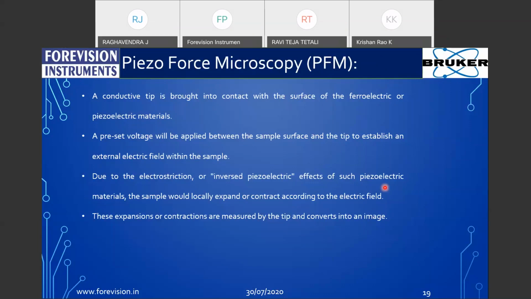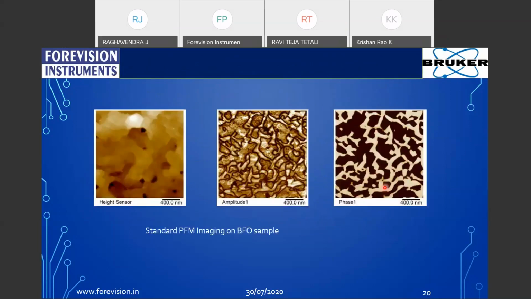This image of a bismuth ferrite sample gives us information about the piezo response in terms of amplitude and also in terms of phase. Here the phase image is constructed by looking at the cantilever phase and the piezo response phase. The difference is imaged as a phase image to understand the response timings of the piezo material.